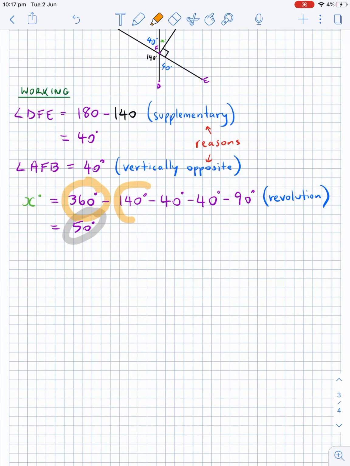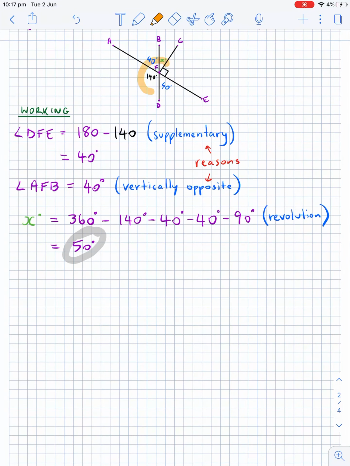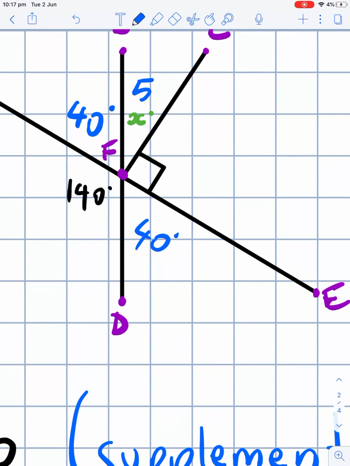Okay, so let's do that. 360, take away 140, take away two lots of 40, take away the 90 degree angle, and I'm left over with 50 when I put that into a calculator. And notice the reason is because all these angles form a revolution around that point. So I've shown my reasoning and I've figured out that my X value is 50 degrees. That's exactly what I was trying to figure out. It's a 50 degree angle.